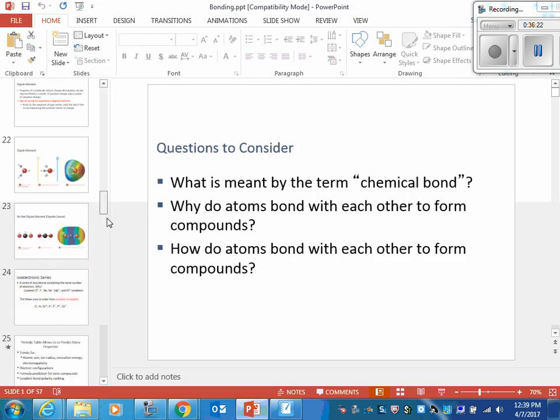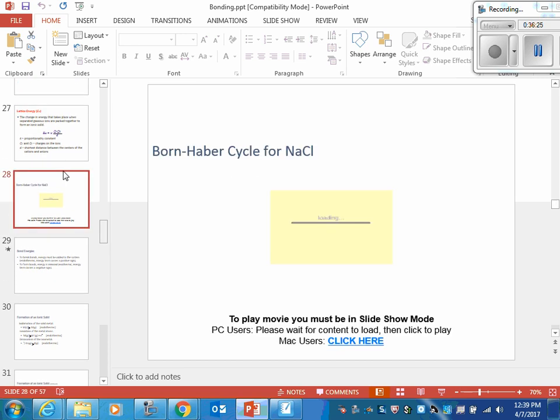We're going to be comparing all of the different energy changes going on in the ionic solid, the formation of the ionic solid. So hold on a second. Hopefully it'll be nice and loud here.